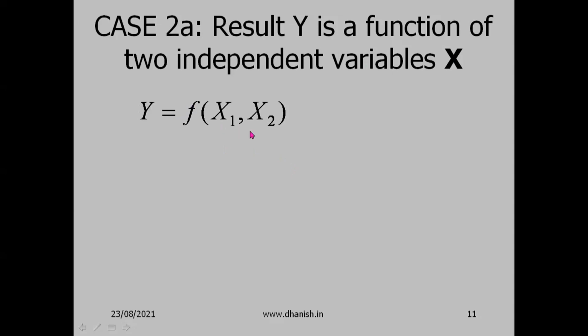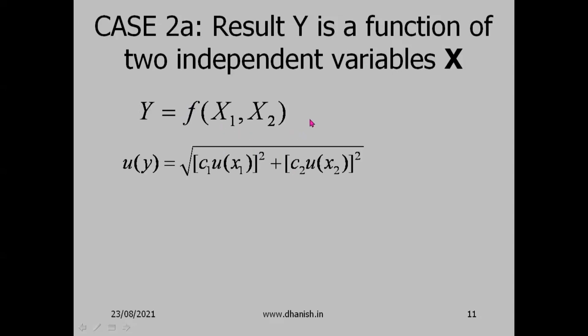The y function of x1 comma x2. So now this is a slightly complex formula. If you have studied your statistics, then it will be simple, but otherwise, okay, anyway, we'll explain. So standard uncertainty of y will be C1 into standard uncertainty of x1 whole square plus C2 into standard uncertainty of x2 whole square, whole raised to half, or square root of the whole thing.